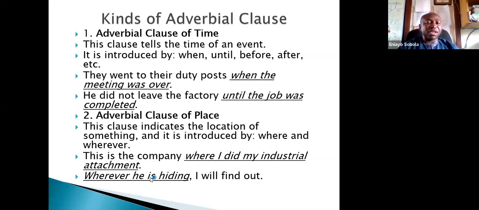Next one, wherever is hiding, I will find out. Wherever is hiding, here is also adverbial clause indicating place.